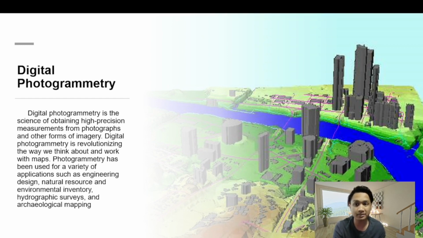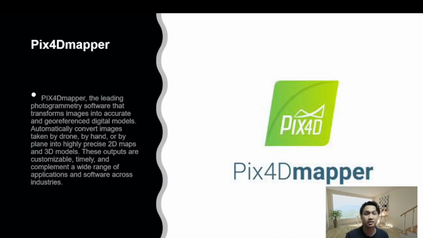Photogrammetry has been used for a variety of applications such as engineering design, natural resource and environmental inventory, hydrographic surveys, and archaeological mapping. This is the software that we used to process our drone data, which is Pix4D Mapper. Pix4D Mapper is the leading photogrammetry software that transforms images into accurate and georeferenced digital models. Automatically convert images taken by drone, by hand or by plane into highly precise 2D maps and 3D models. These outputs are customizable, timely, and complement a wide range of applications and software across industries.